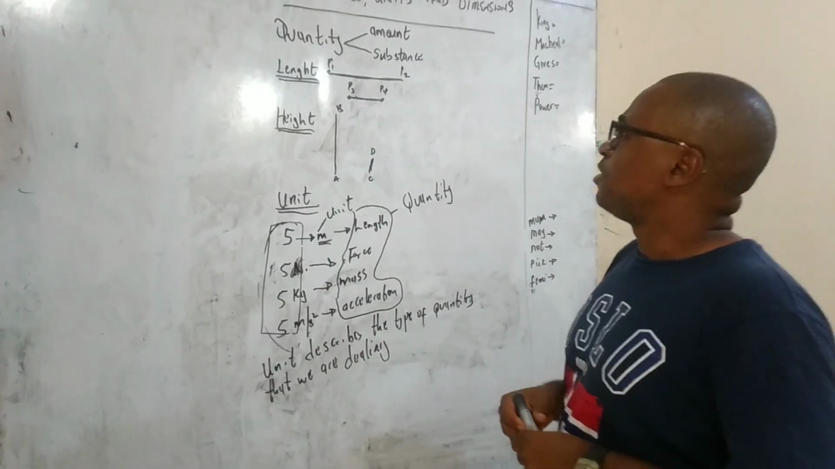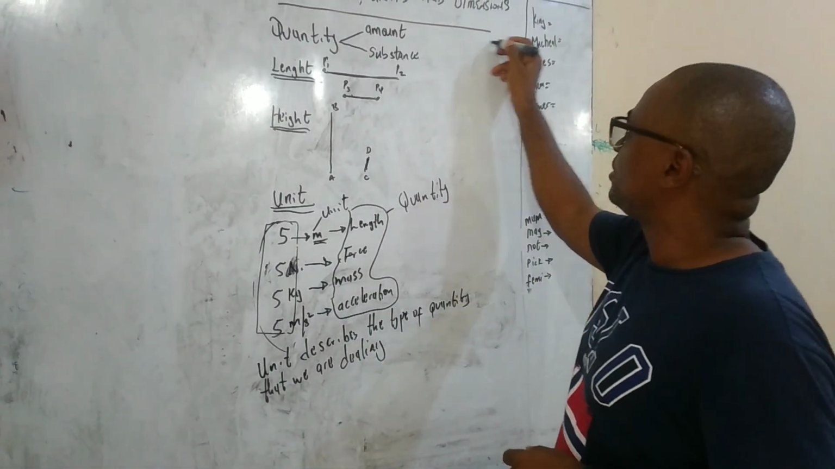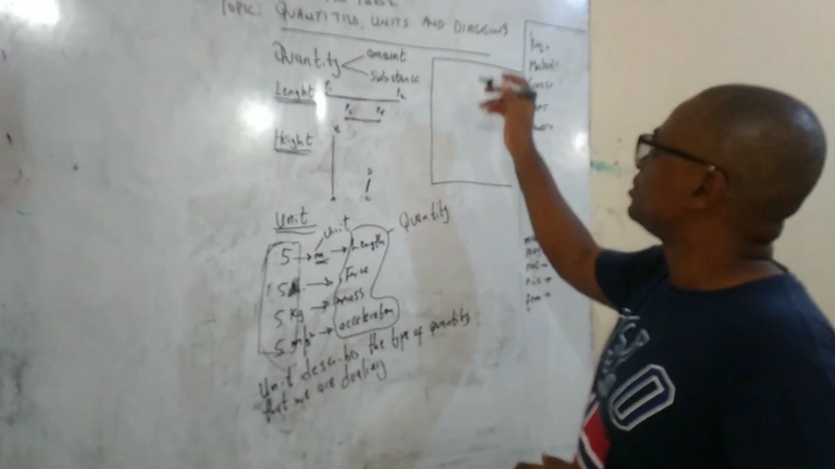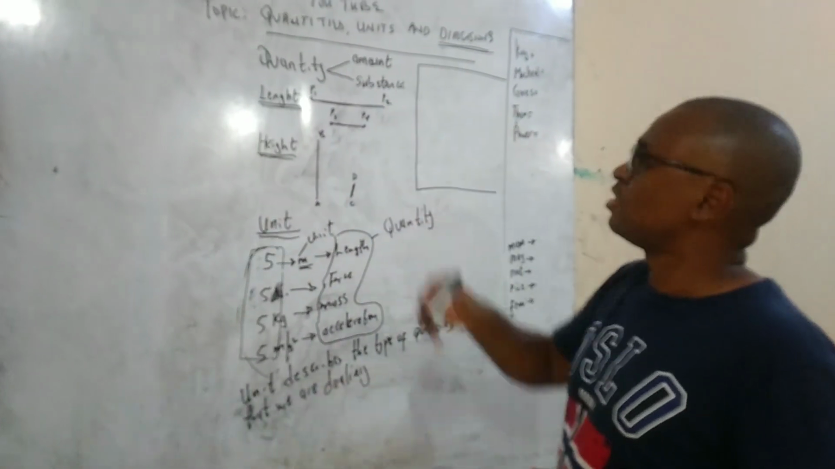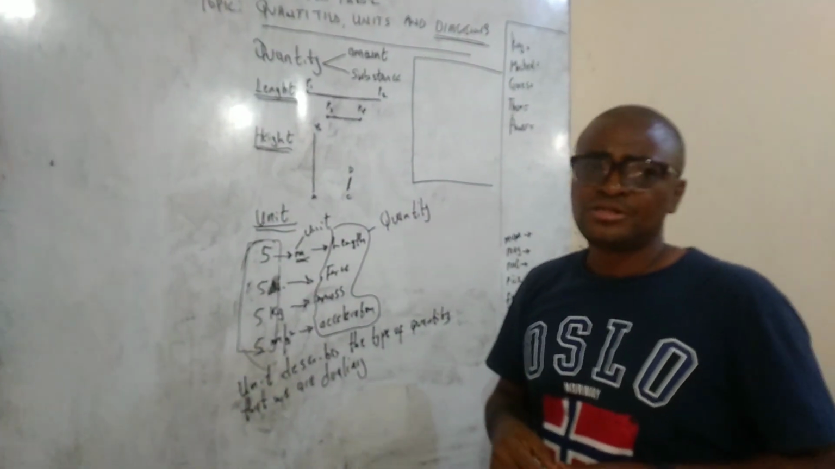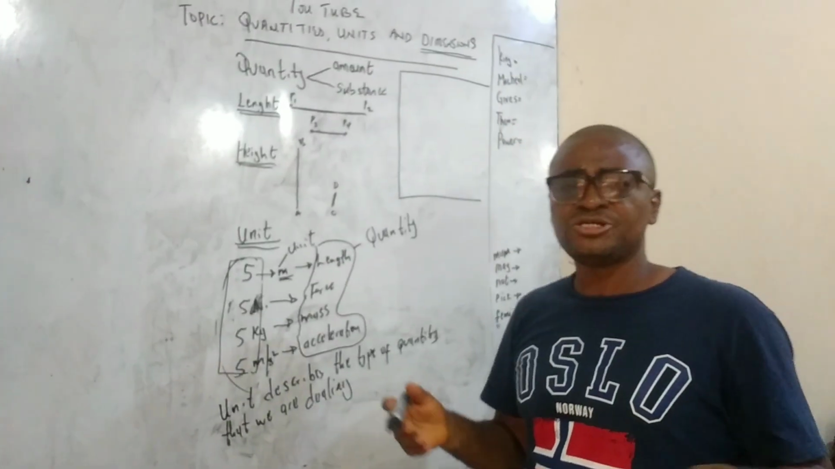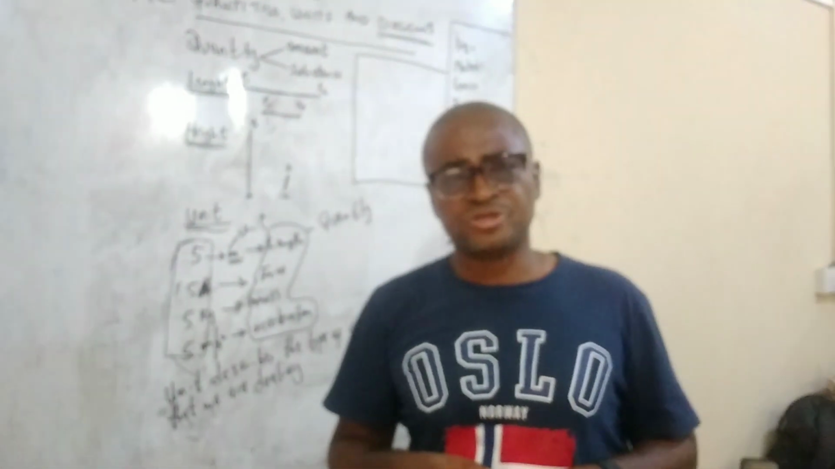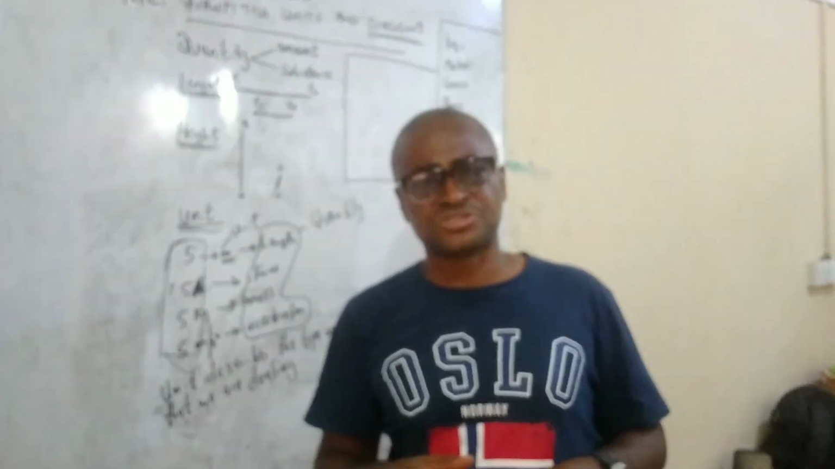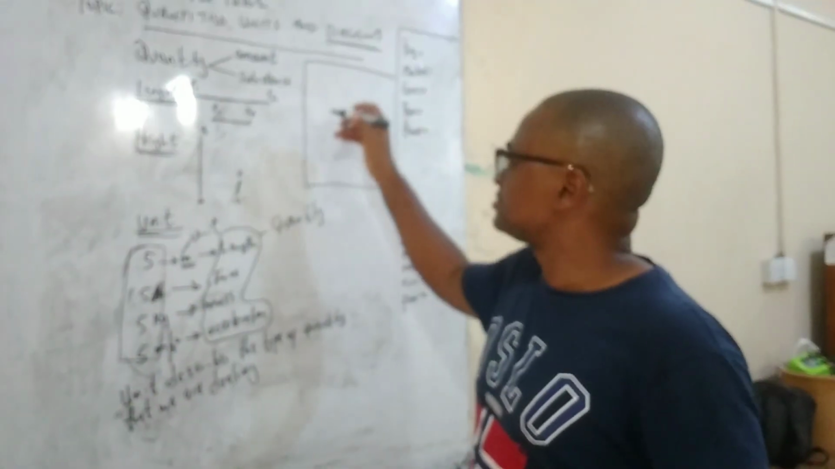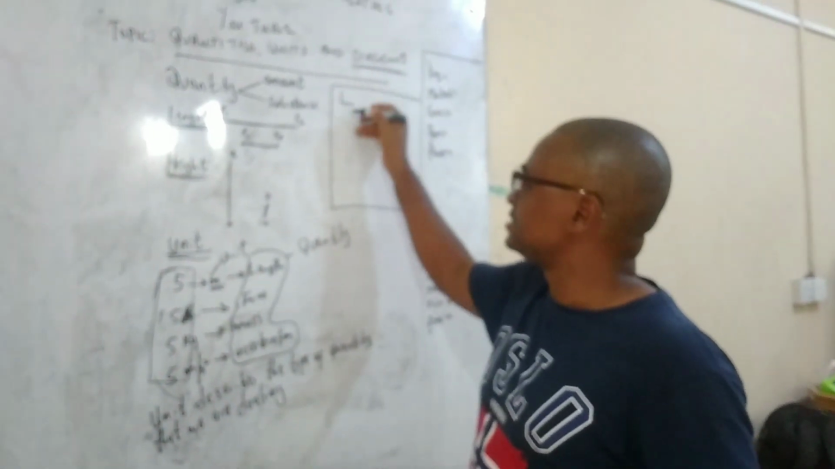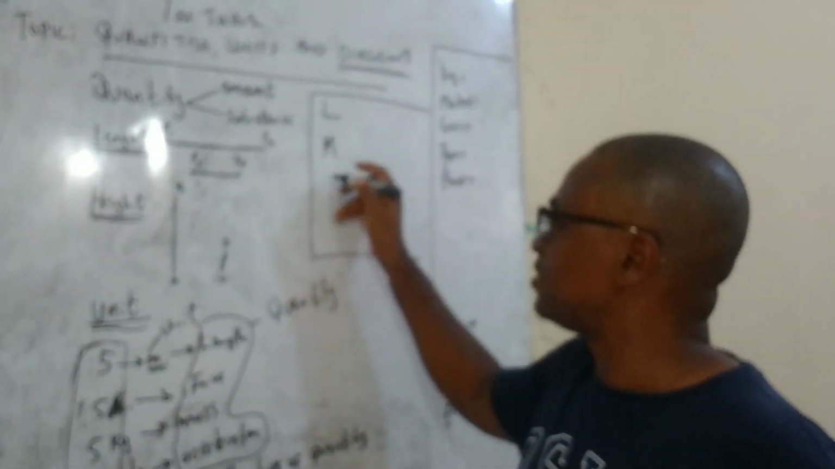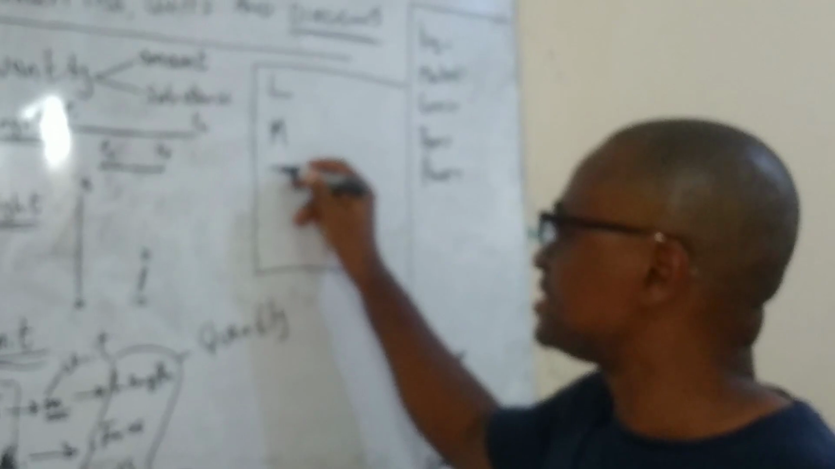Now, I want to also give us information on what a dimension is all about. In physics mechanics, we normally use three standard letters to represent dimension. The first one is length, L. The second one is M, letter M. Then the other one is letter capital T.